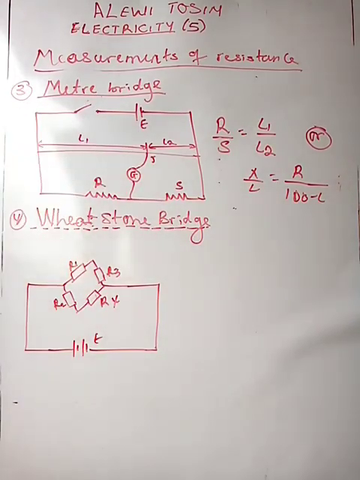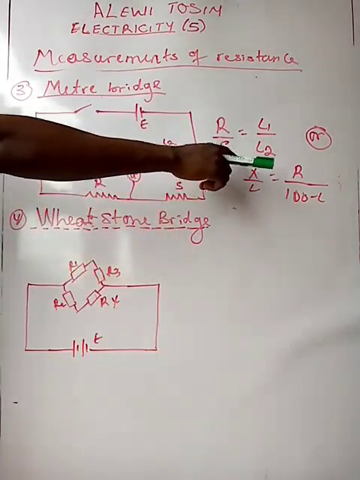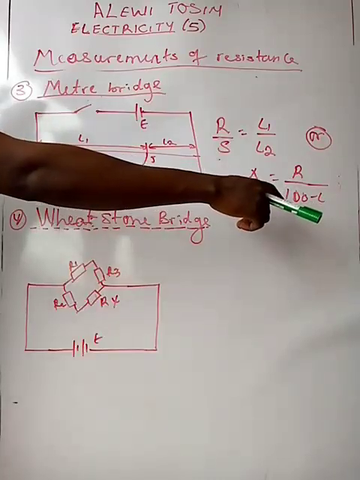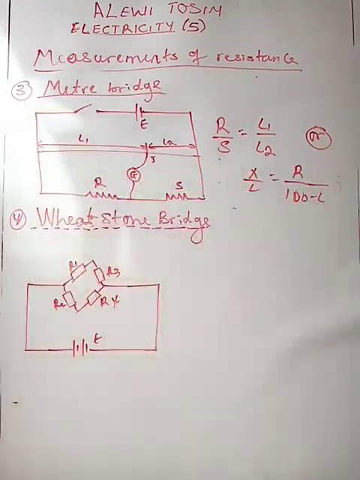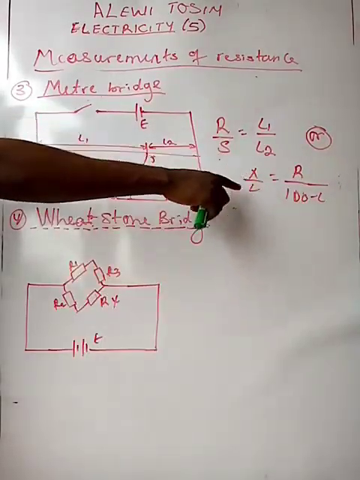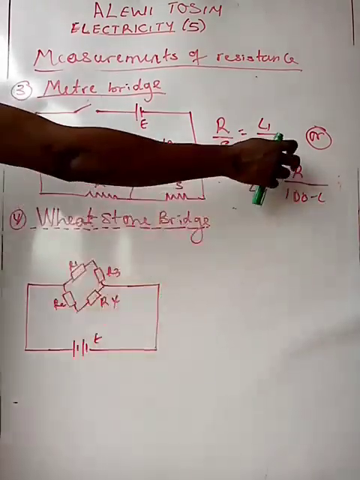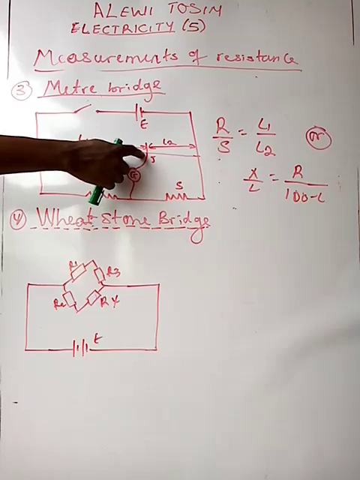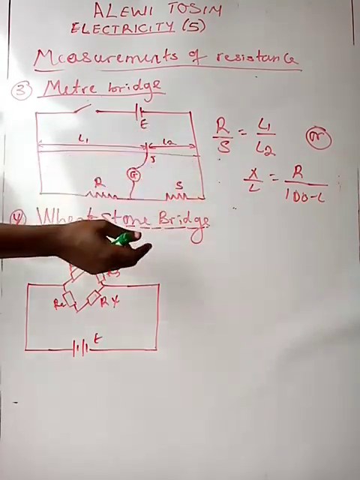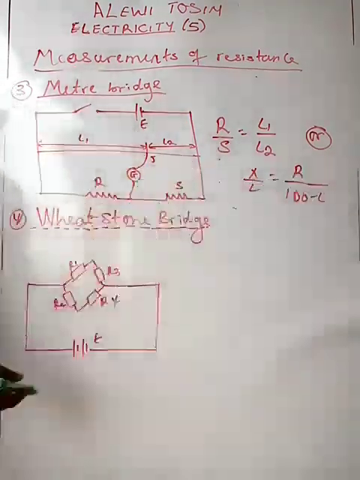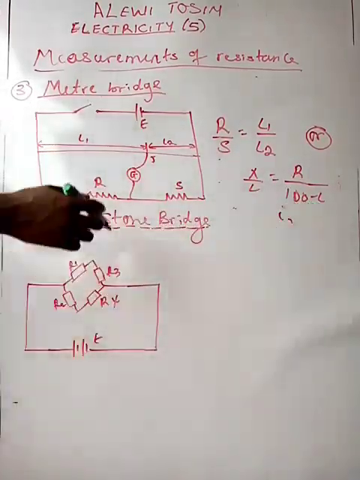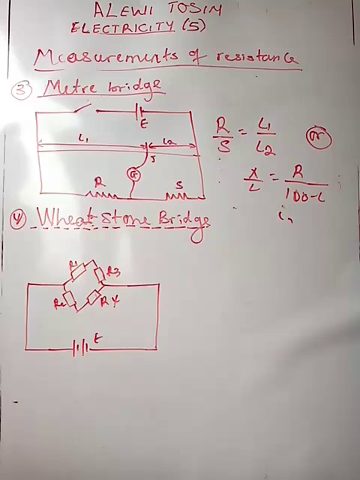Using our meter bridge, we apply this formula: R over S equals L1 over L2, or X over R equals L over 100 minus L. Our X here is the unknown resistor, and this is the known resistor. This length here is our L1, and this side is our L2. So 100 minus L is equivalent to L2. Those are the formulas we apply as time goes on.